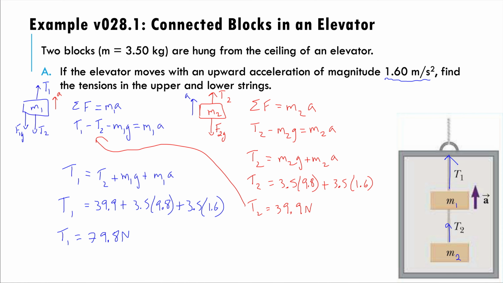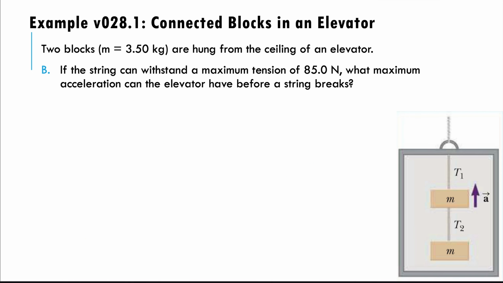Let's look at the second part of this problem. It says if the string can withstand a maximum tension of 85 newtons, what maximum acceleration can the elevator have before a string breaks? So we have to think a little bit about this one. What equation are we going to use? We have an equation for M1 and we have one for M2.